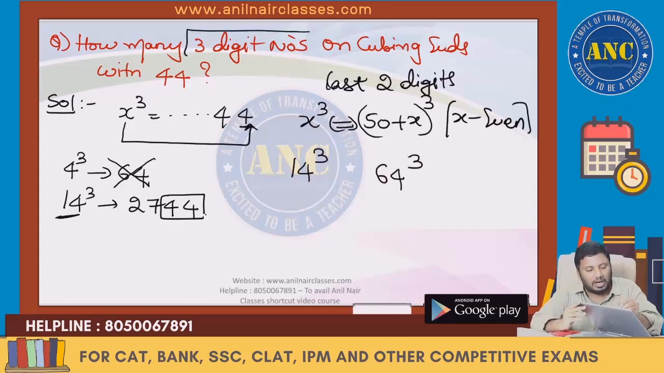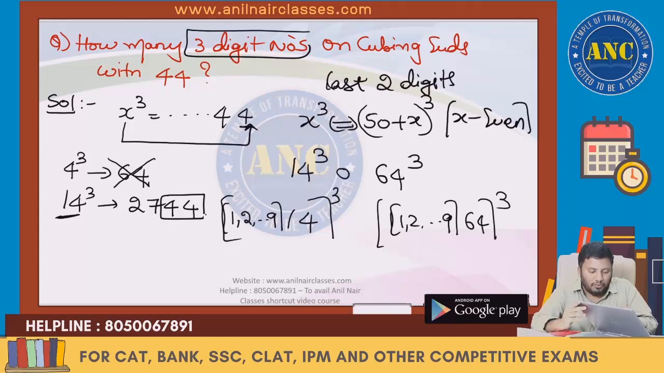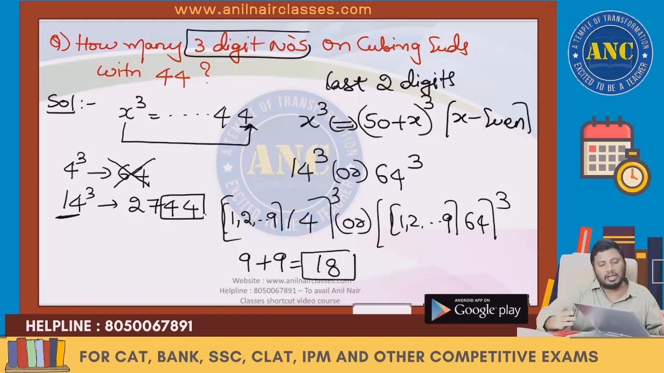But I require a 3-digit number. So in 14, the hundreds place can become 1, 2, 3 till 9: 114, 214, and 70 whole cube. This is a 3-digit number. Hundreds place can become anywhere from 1 to 9, ending with 64 cube, 14 cube or 16 cube. So 9 numbers plus 9 numbers, 9 plus 9, 18 numbers. 18 numbers on cubing will end with 44.